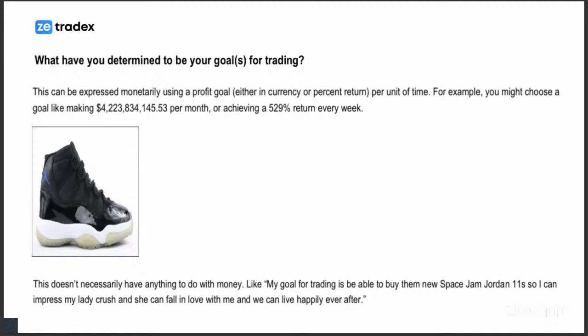Now, what have you determined to be your goals for trading? Mine is that I have a very high taste. I'm going to confess, I have a very high taste. Well, actually, this can be expressed monetarily using a profit goal, either in currency or percent return per unit of time. For example, you might choose a goal like making $4 million, averaging $145 per month, or achieving a 529% return every week, which is an amazing return, of course.